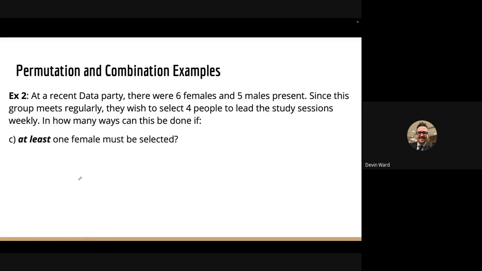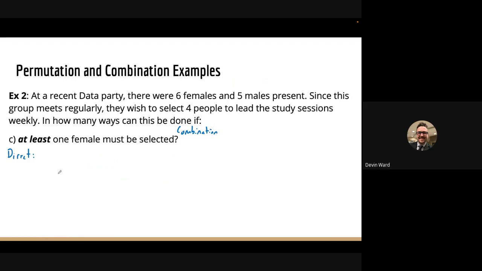Okay, now if we want to do this, but with at least one female selected. Still a combination. Don't have any roles yet. But to solve this, I'm going to do both ways. I will do the direct method and indirect method, just so that you can see how, if you're just looking for at least one, the indirect method is often a lot faster.